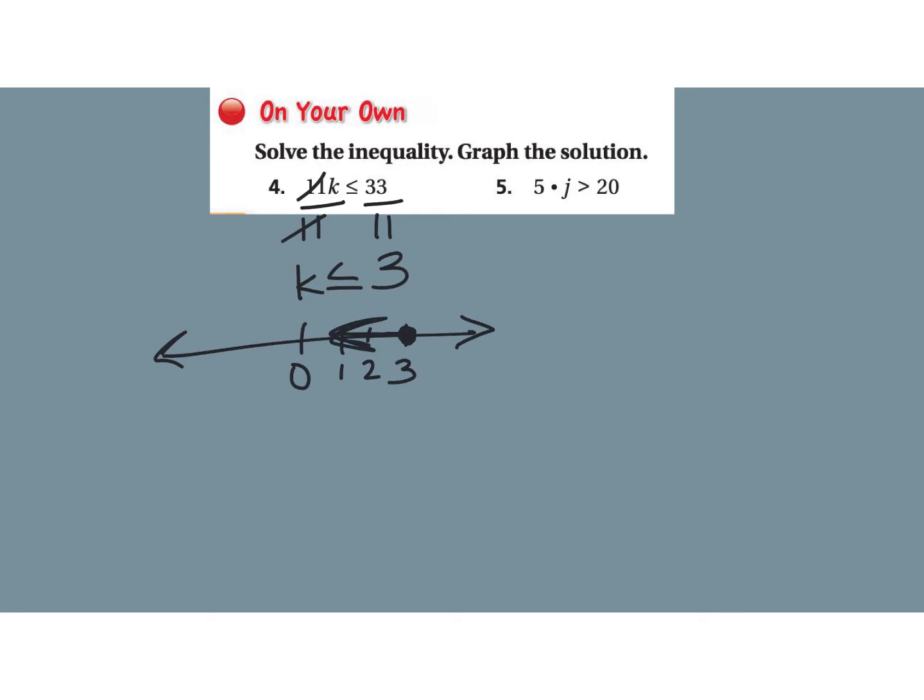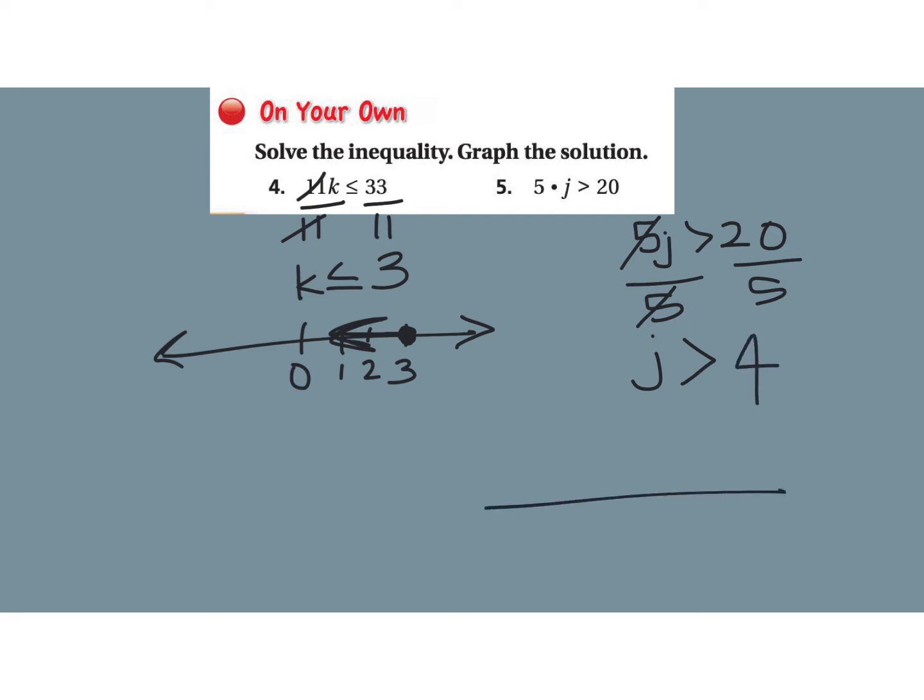If we have 5j is greater than 20, again, sometimes it's nice to rewrite it like this. That's why we've been practicing all our algebra problems. Divide both sides by 5. We know those 5's cancel out. You get j is greater than, and then 20 divided by 5 is 4. So then, again, if you don't have a number line, you can always just quick draw one. 0, 1, 2, 3, 4. J is greater than 4, open circle, because it is not equal to 4, and then the arrow is going to go to the right because it's greater than 4.